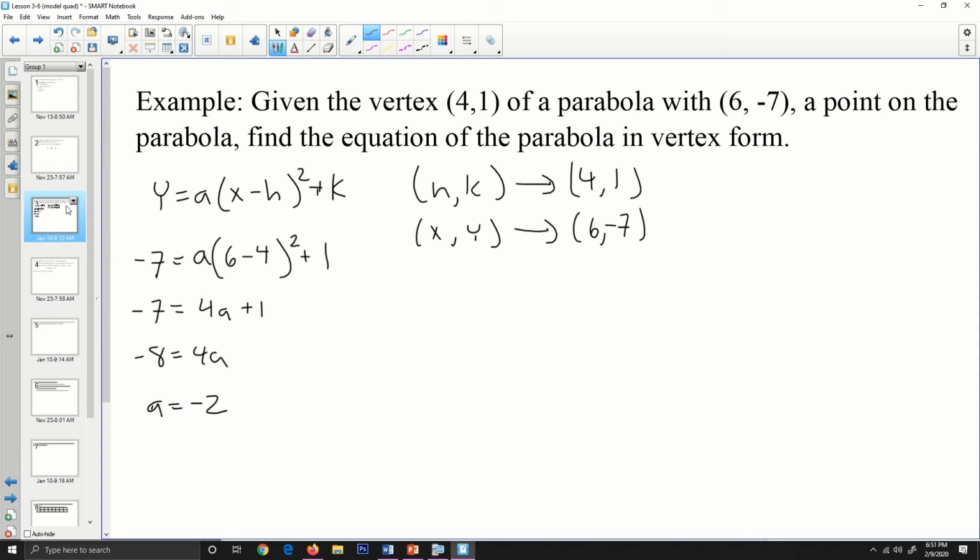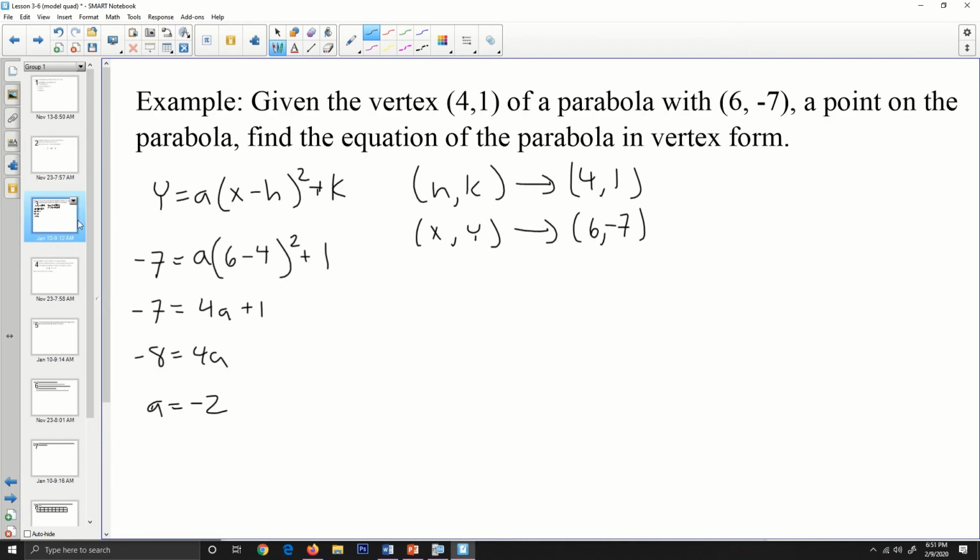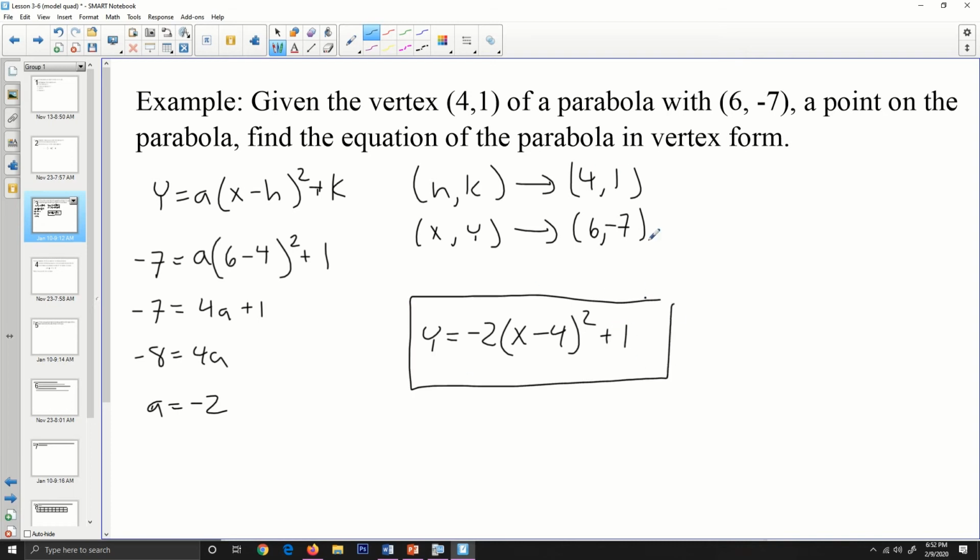So now, following the steps from the previous one, I can use the vertex and the a value to rewrite the final equation. I know what a is, so my final answer: y equals -2, and then x. My h was 4, so x minus 4, quantity squared, and then plus k, and k is 1, so plus 1. And there is my final answer in vertex form.